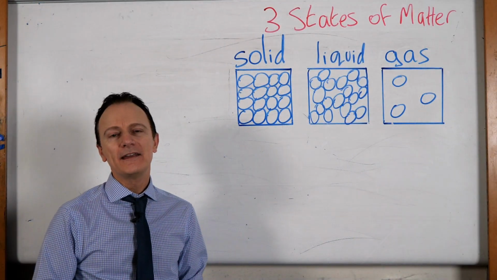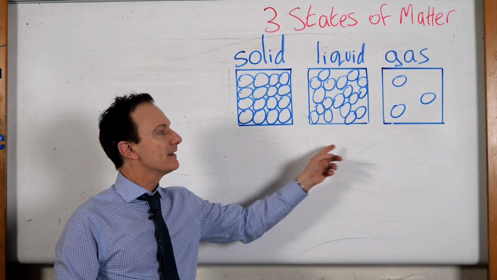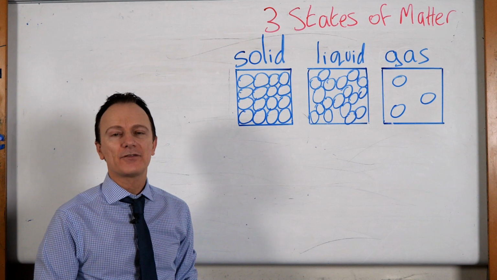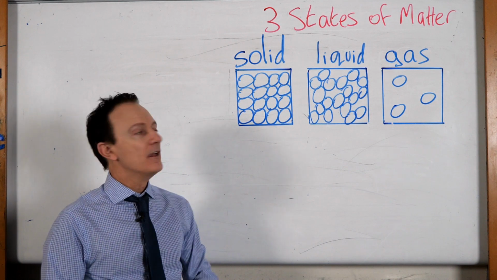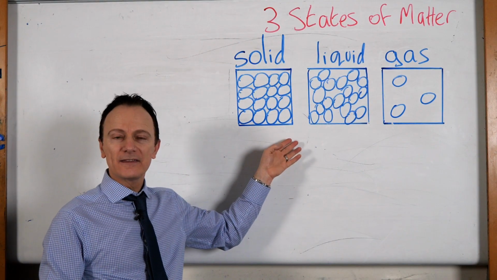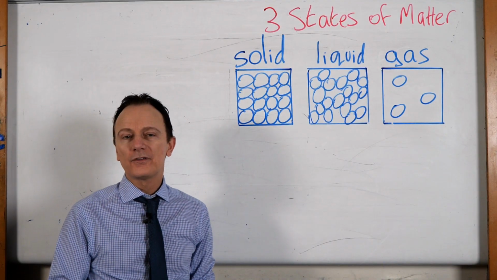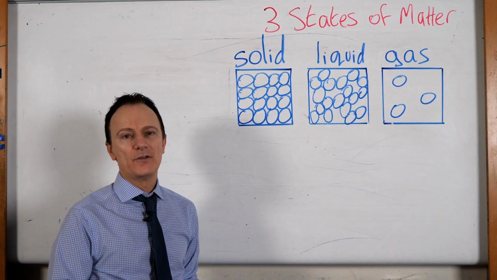For your GCSE, you still need to know about the three states of matter, which is solid, liquids and gases. And you need to know the particle model of these three states of matter. In other words, how are their particles arranged? So in a solid, it's a regular pattern. The particles are in nice neat rows and they're very close together, and all the particles do is vibrate on the spot. They don't actually move from one place to another.